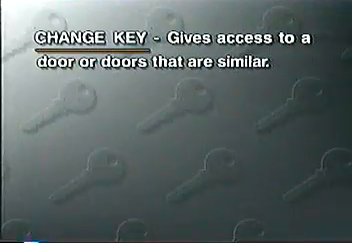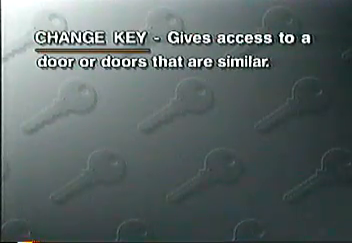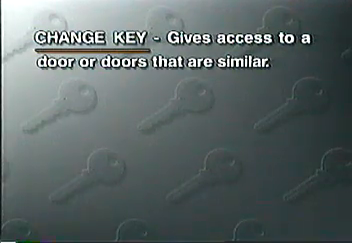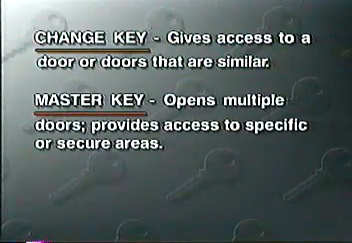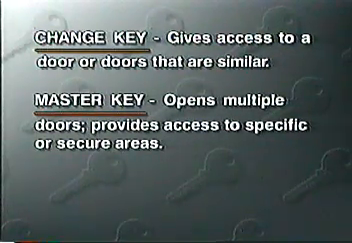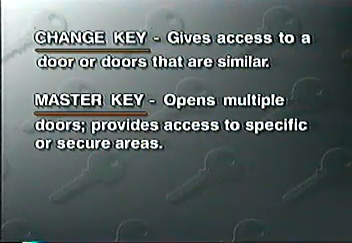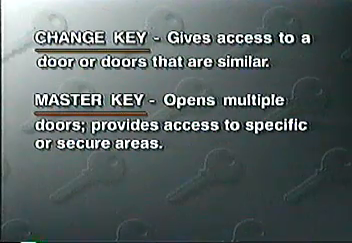Usually, keys are grouped by the type. Now, as an example, a change key or a single key is used to give access to a single door or doors that are similar to one another. This type of key might be used for all outside doors to a building. A master key is a key that will open one or more doors and usually permit the entry to specific areas. For example, one floor of a large building might have a single master key, or a single department in an organization might have a master key for all those doors.